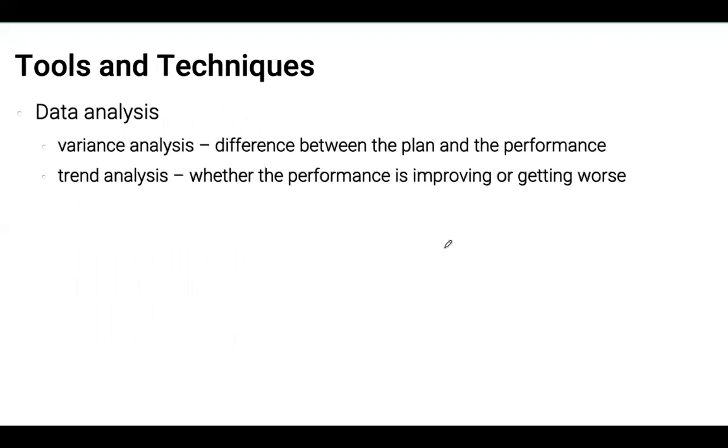So tools and techniques: variance analysis will tell us whether where we are right now is where we should be, so the difference between the plan and the performance. And trends: if we're carrying out this activity at numerous points along the project, we can look at the trends to see whether where we're at is continuing along the same direction as it had been, whether we are continuing to be good, whether the project is improving, or whether it's getting worse. That's what trend analysis will tell us.